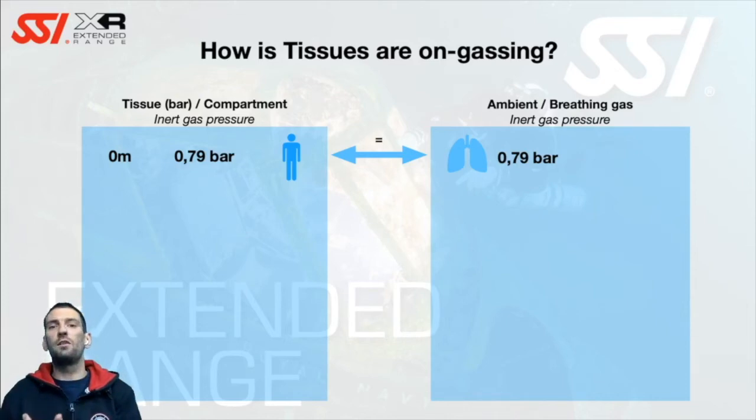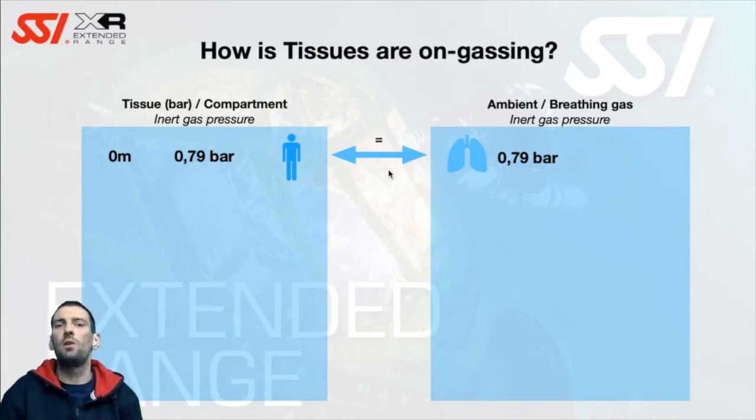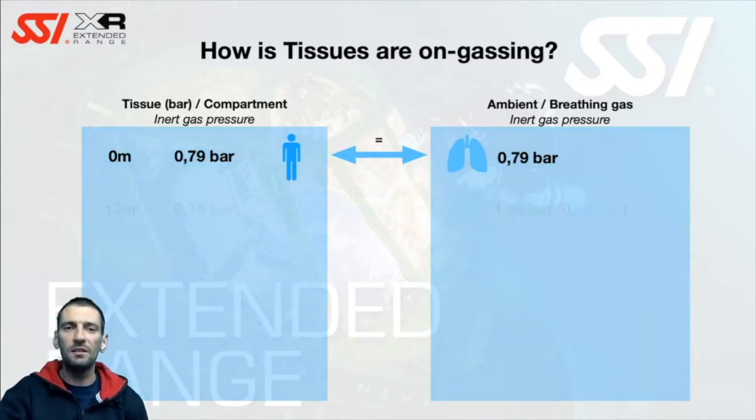Depending on where the higher pressure is, the gas will travel in or out. Right now, it's not traveling anywhere because we are in equilibrium. We have the same pressure in our lungs and in our body. So let's see what happens if we descend.